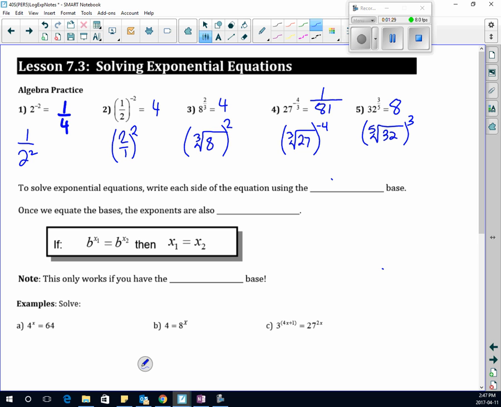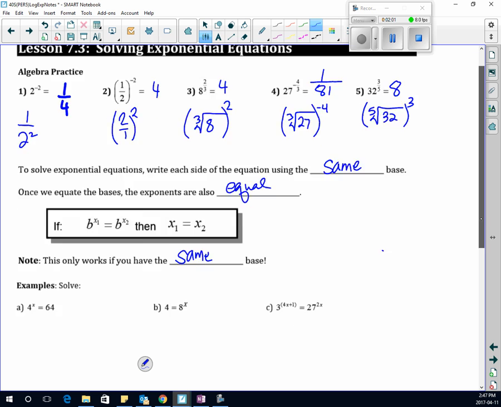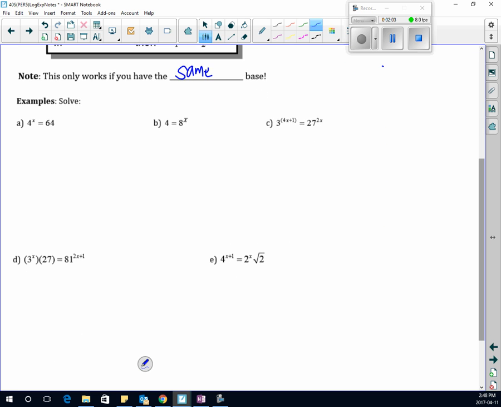Very good. Okay, so to solve exponential equations, we write each side of the equation using the same base. Once we equate the bases, the exponents are also equal. So what I'm trying to say in algebra terms is if the two bases are the same, that makes these two exponents equal. Okay? And of course, this only works if you have the same base.